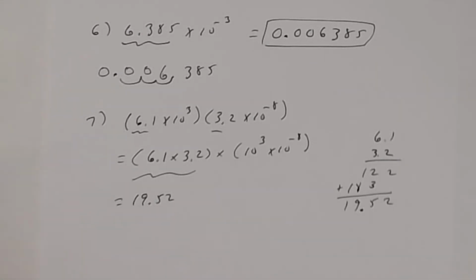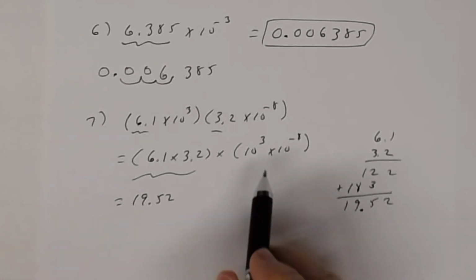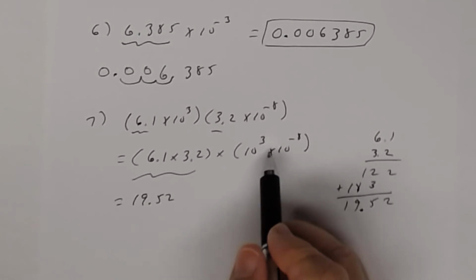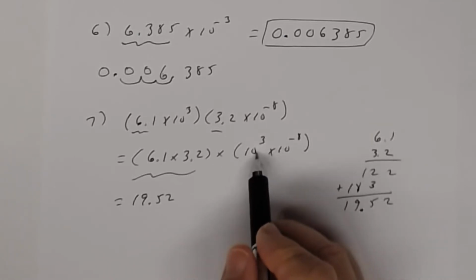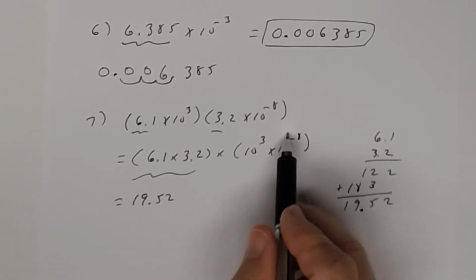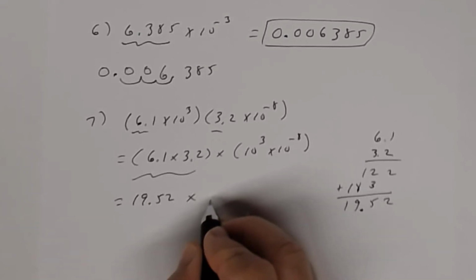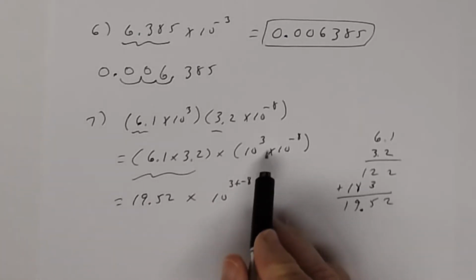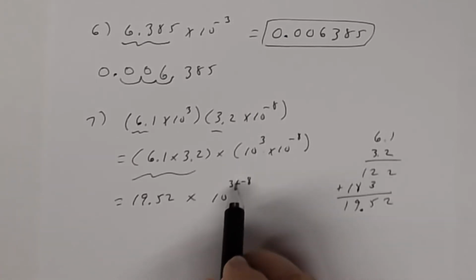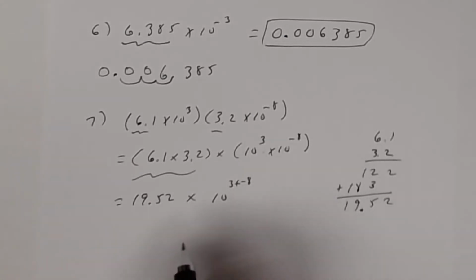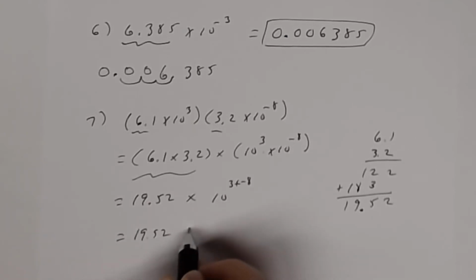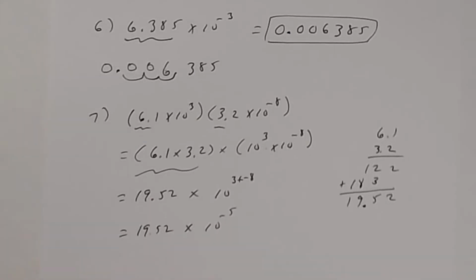All right. Now, over here, remember the product rule. So the product rule for exponents says that when you multiply like bases, you add exponents. So that becomes 10 to the third plus a negative 8. So when you multiply like bases, you add exponents. Well, 3 plus a negative 8 is a negative 5. So I get 19.52 times 10 to the negative 5.